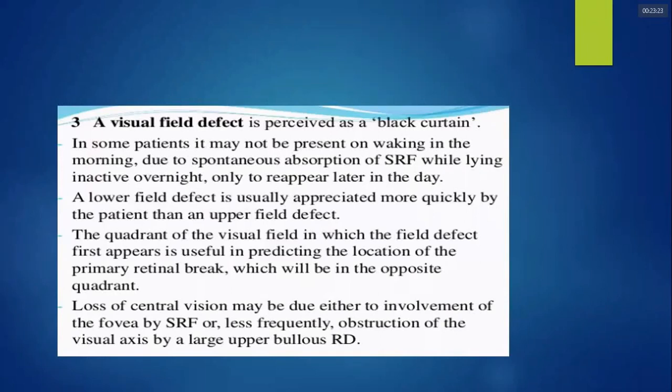The quadrant of the visual field in which the field defect first appears is useful in predicting the location of the primary retinal break. Where there is the highest defect, that site is the site of the retinal break, which will be in the opposite quadrant. And loss of central vision may be due to involvement of the fovea by the subretinal fluid, or less frequently obstruction of the visual axis by a large upper bullous retinal detachment. So vision loss in retinal detachment is due to involvement of the fovea.